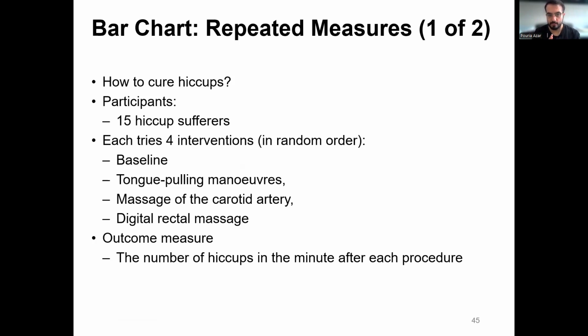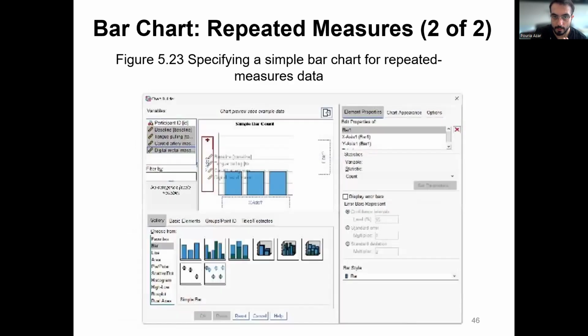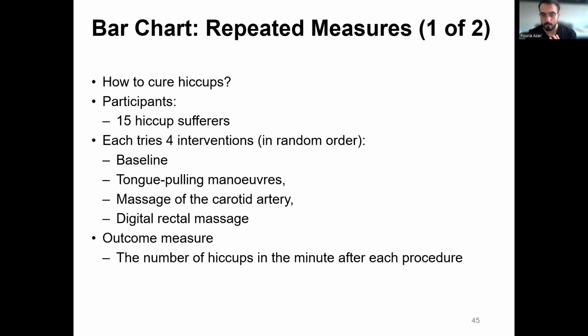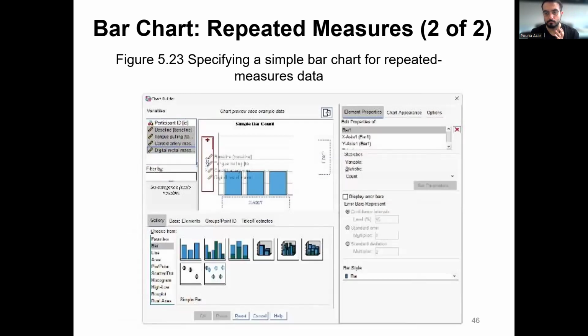So we have 15 hiccup sufferers. Each tries 4 interventions in random order. So we have baseline, we have tongue pulling maneuvers, we have massage of the carotid artery, and digital rectal massage. The outcome measure is the number of hiccups in the minute after each procedure. So I can use bar charts to show my repeated measures.